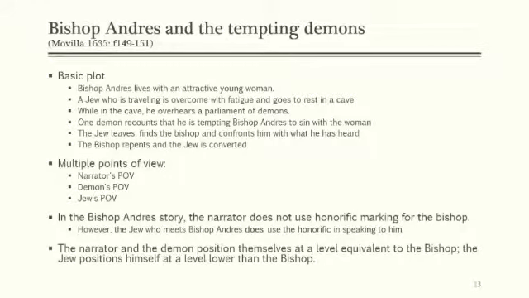So, what's interesting is in this story, the narrator doesn't use honorific marking for the bishop, but the Jew who meets Bishop Andres does use honorific marking in speaking to him. And the way we could interpret that is the narrator and the demon consider themselves to be equal to the bishop, but the Jew thinks that he is worse than the bishop. He's at a lower social status than the bishop.